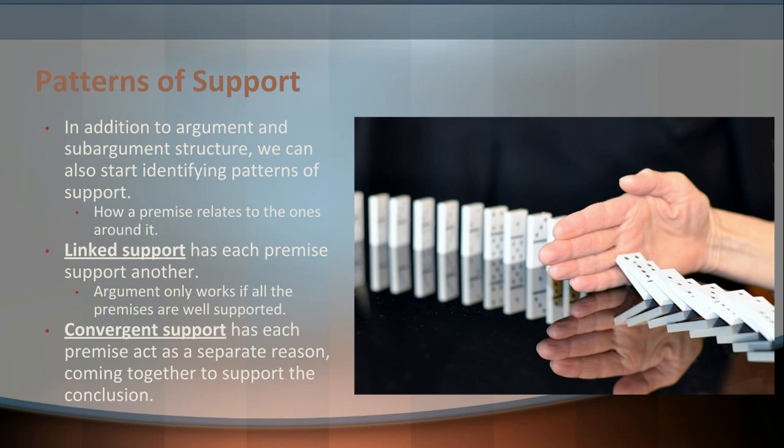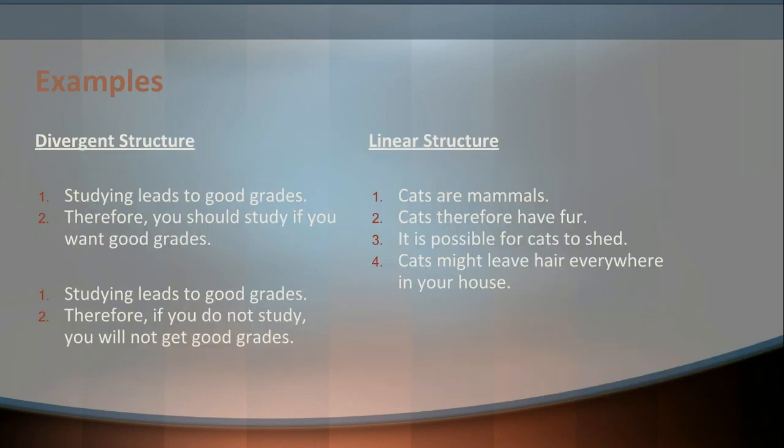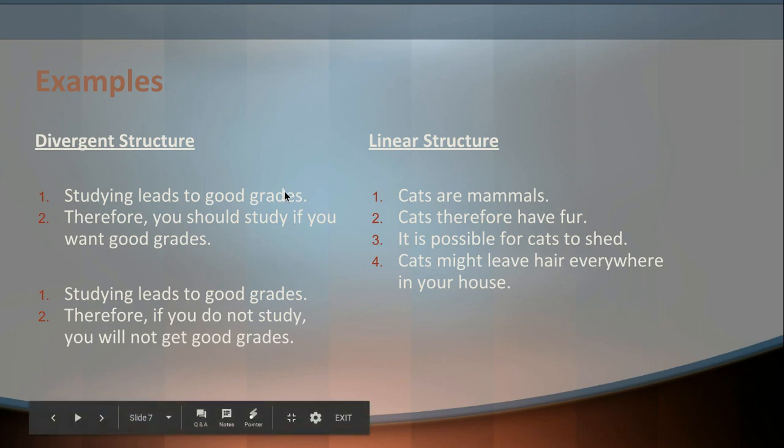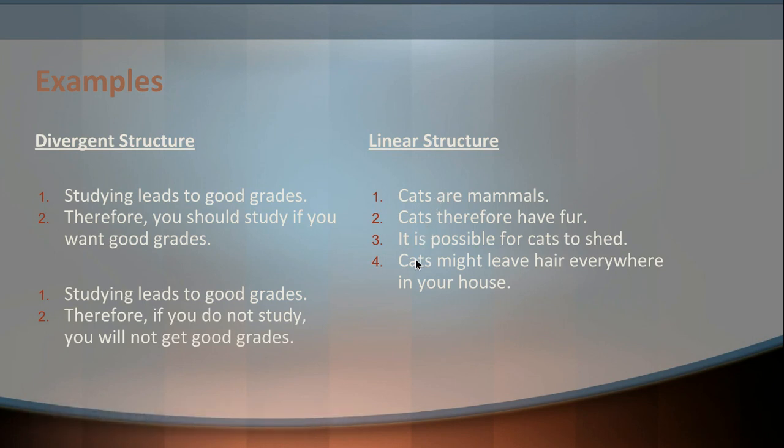Now, in addition to argument and sub-argument structure, we can also talk about other sorts of patterns present in these arguments. With divergent structured arguments and linear structured arguments, we talk about the structure and the way that the premises and the conclusions are organized. Here we have a premise, conclusion, same premise, and a conclusion. And here we have premise, subconclusion, subconclusion, subconclusion. And these are just ways that we can label and describe what's going on here.